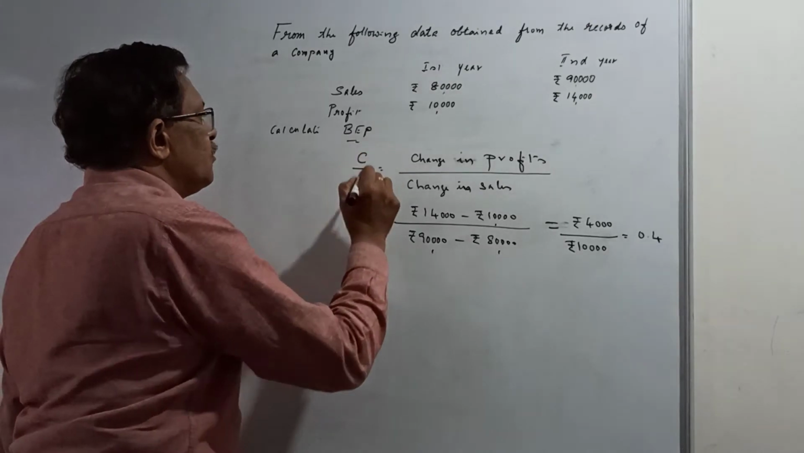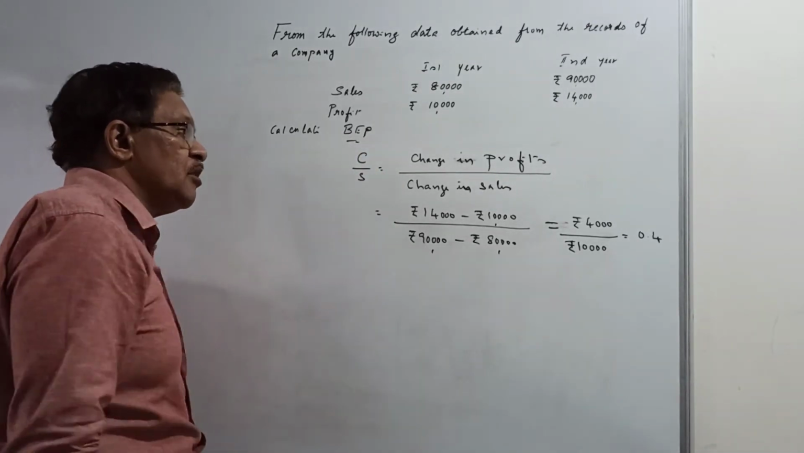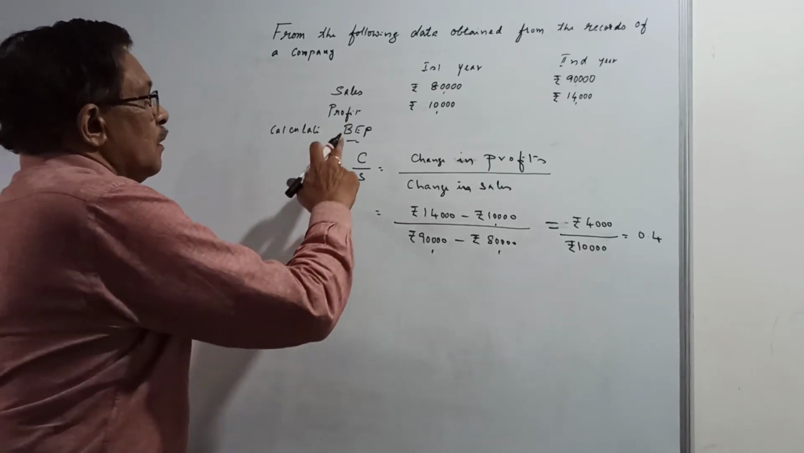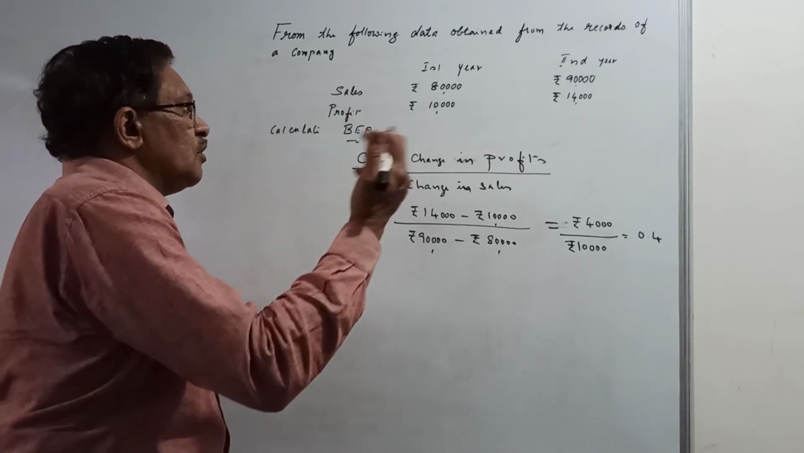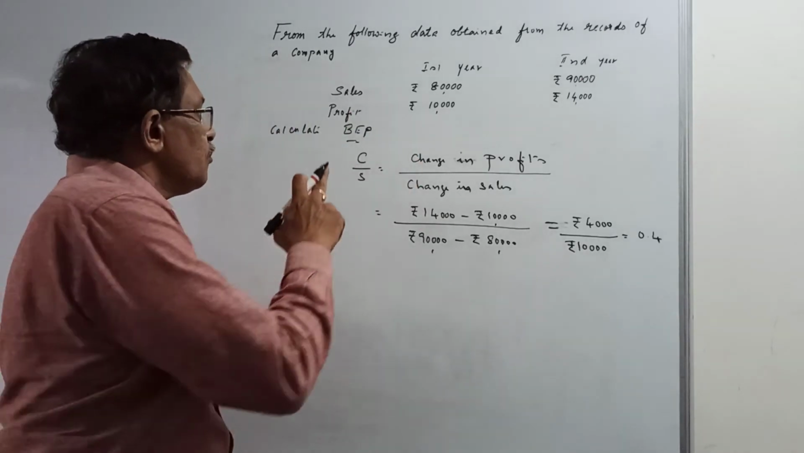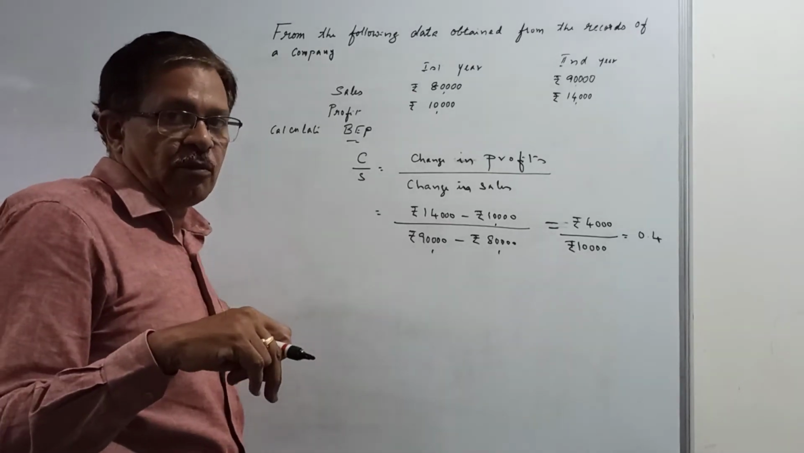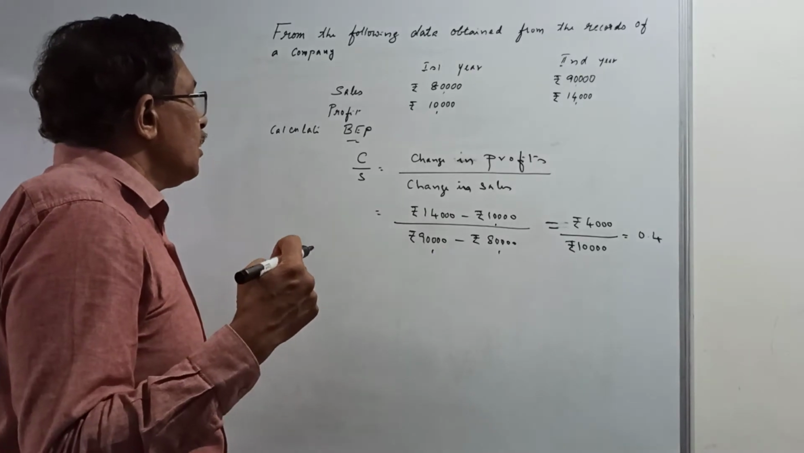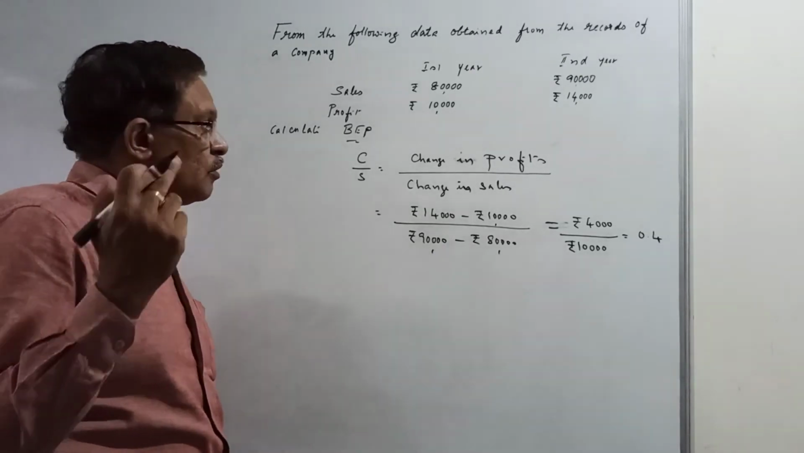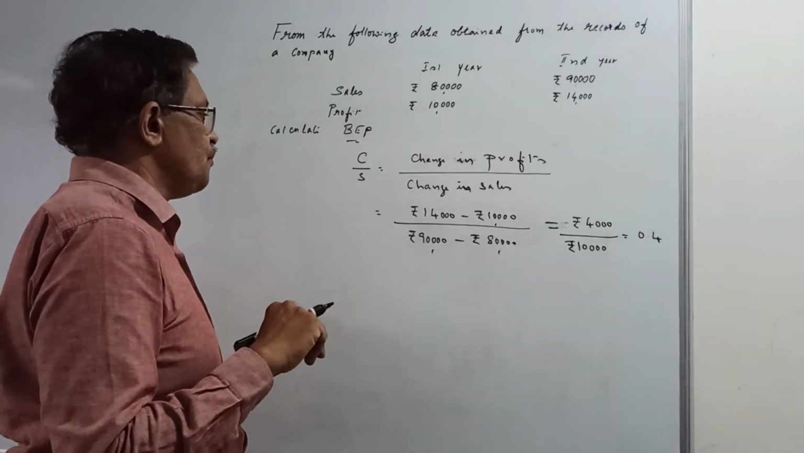What we want is nothing but the break-even point, not the C by S ratio. But unless we find the C by S ratio, we cannot find the break-even point, because we have to divide fixed cost by the C by S ratio, which gives us the break-even point. When we require the break-even point, we also require fixed cost. Unless we have the fixed cost, we will not be in a position to find it out. So what is fixed cost? We need to find out.